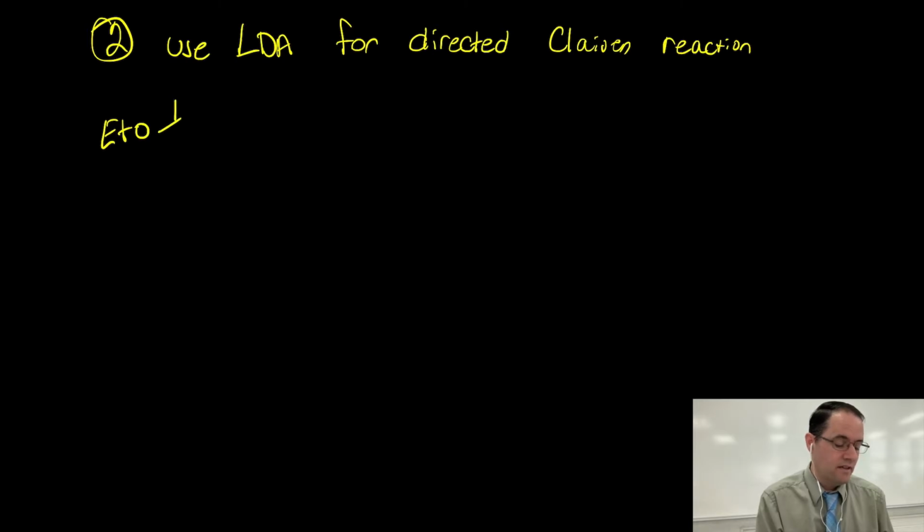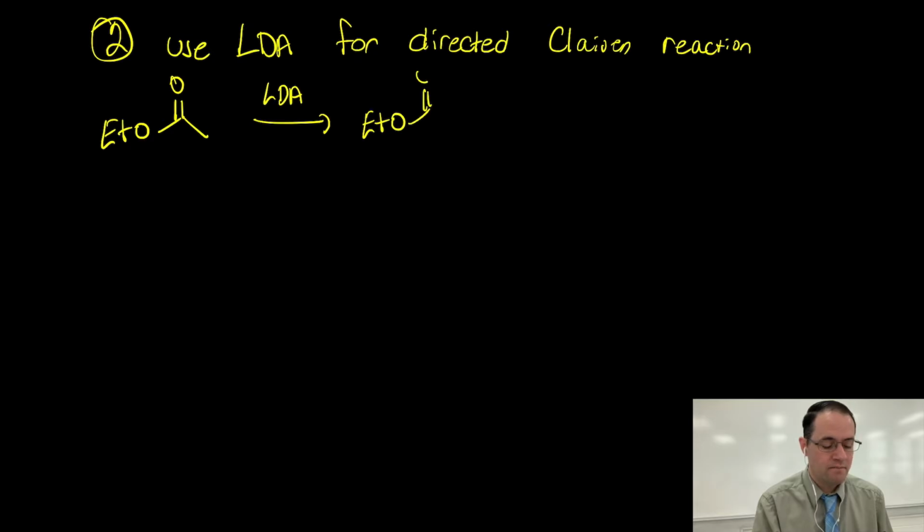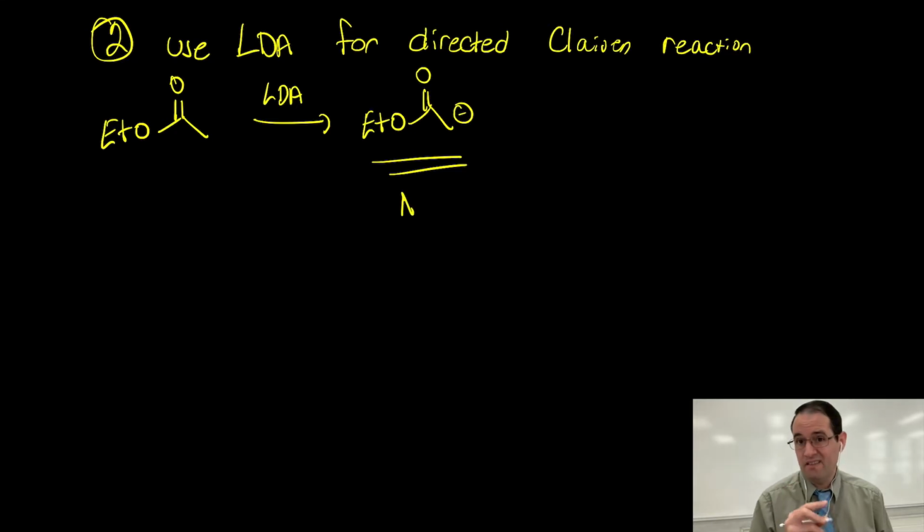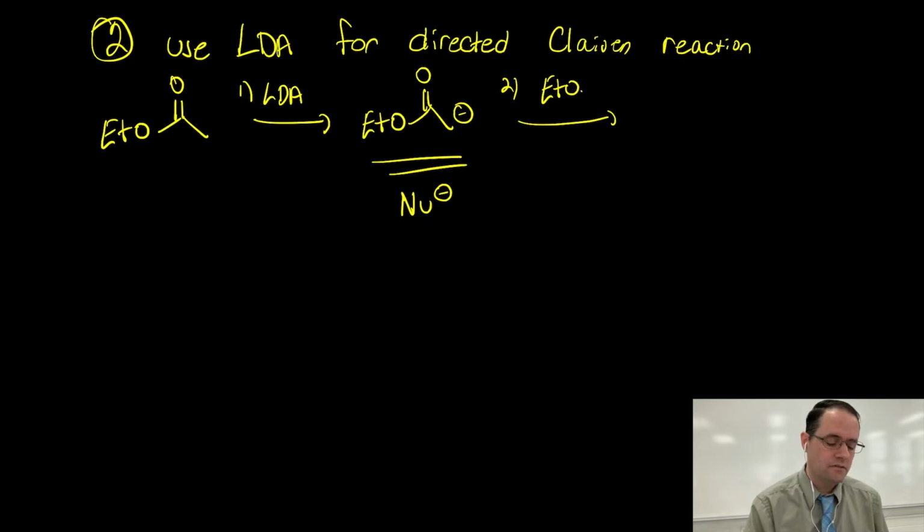So if I have something like this, and I treat this with LDA, okay, this will make the enolate right here, okay, and I've set that up. That has to be the nucleophile. Then in step 2, if I add a different ester, say this one here with 5 carbons, I'm gonna get a product that looks like this.